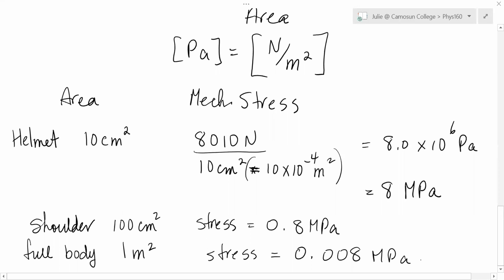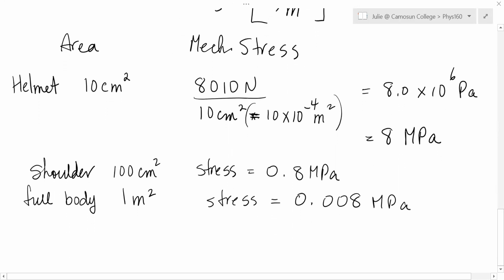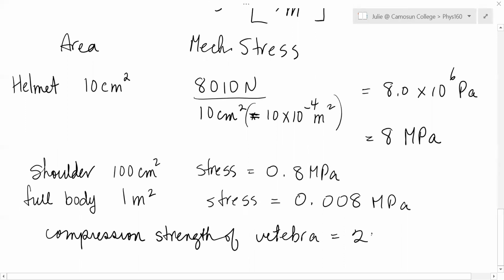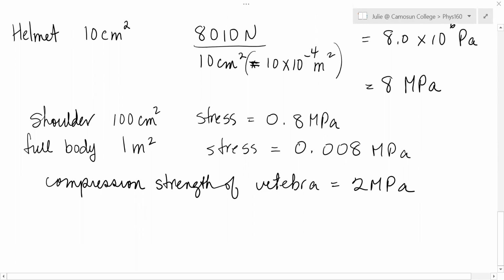Now, once again, here are a bunch of numbers you probably don't have a feel for, but the maximum compressional stress that a vertebra in the body can withstand before crushing, breaking. So the compressional strength of a vertebra is 2 megapascals. So if this football player were to take that entire force onto his helmet, he would be at 4 times the compressional stress that's required to break a vertebra.